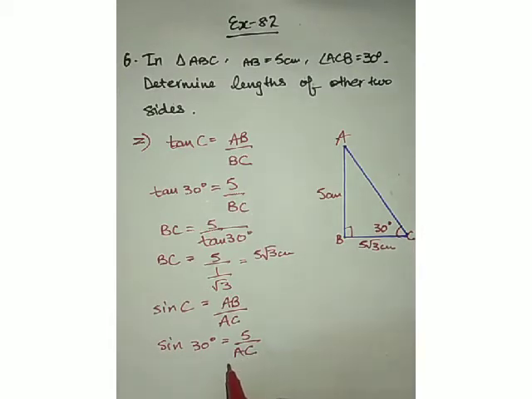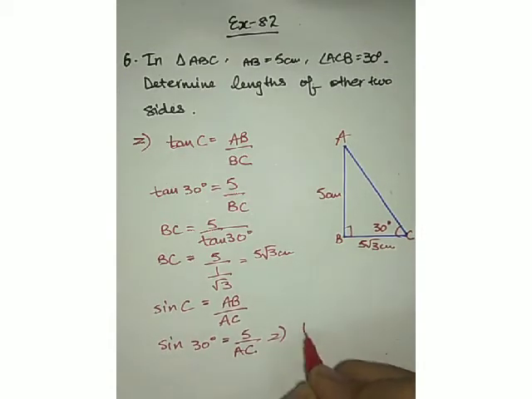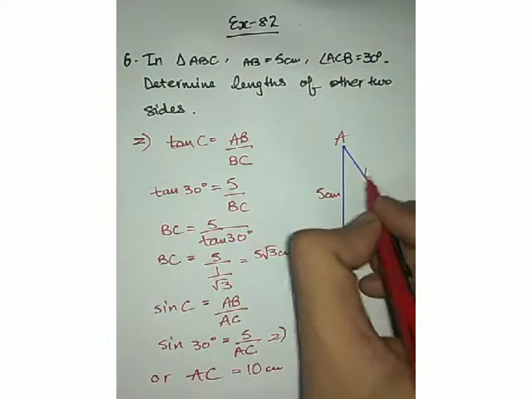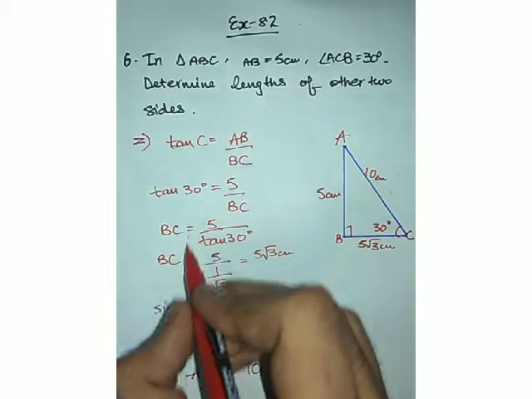And what is sine 30 degree? Now sine 30 degree is equal to 1 upon 2, which will be equal to 5 upon AC. Or you can say that AC is equal to 10 centimeters. So yeah, you have found the value of hypotenuse as well.